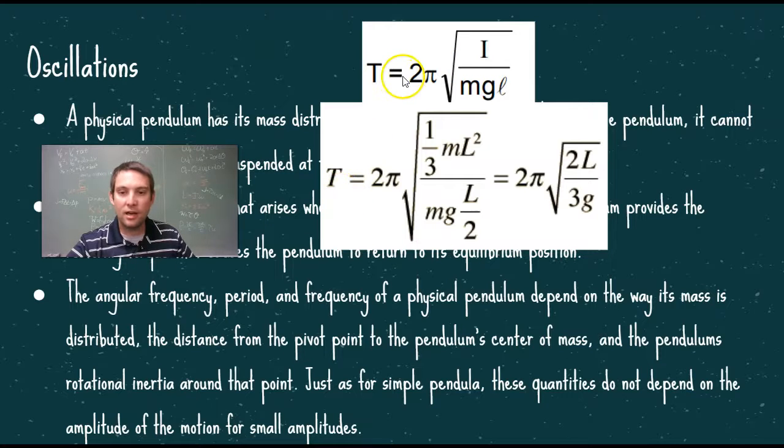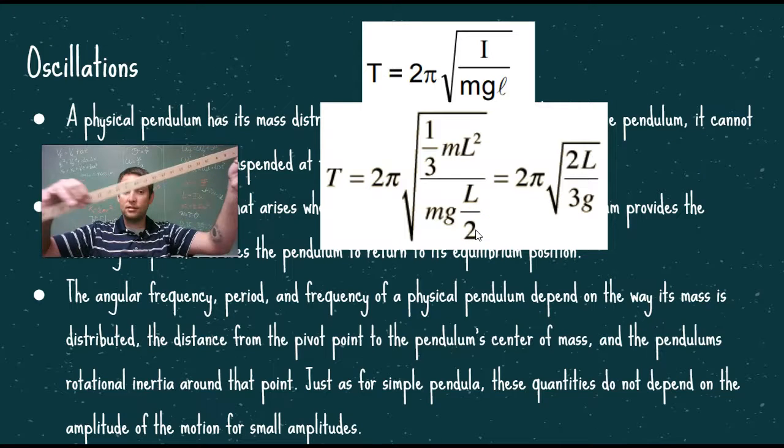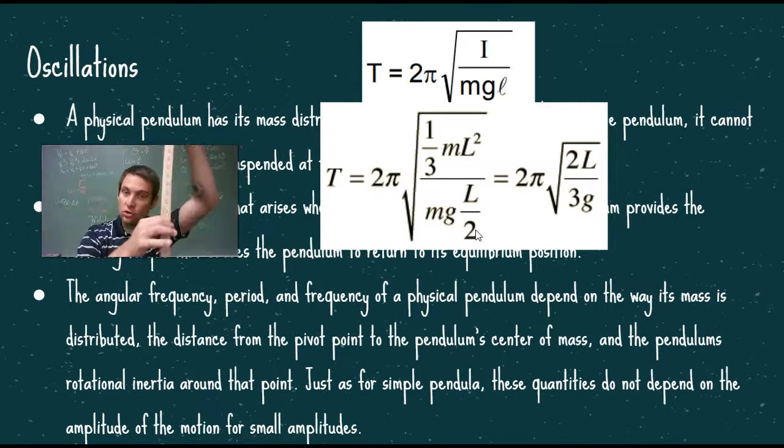For the period of a physical pendulum, using this first equation, if you end up with a weird rotational inertia for a physical pendulum, then you would put the rotational inertia here. In this instance, the rotational inertia was 1/3 ml squared. This is for a rod. And we're looking at half of the length because the center of mass is where the gravitational torque is coming from.